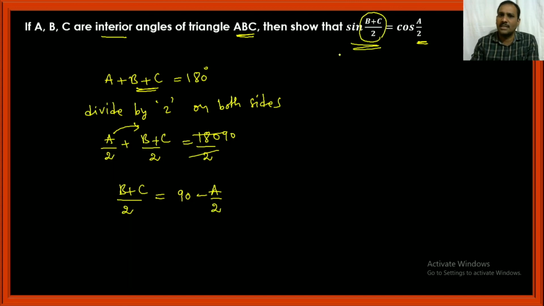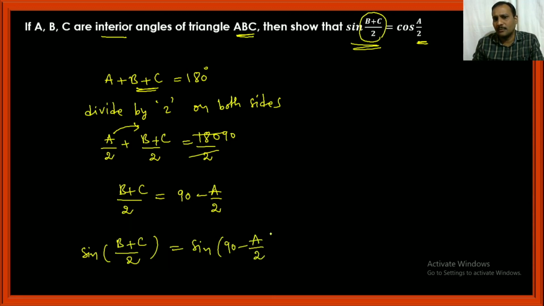Now what is the value we have to find? Sin of B plus C by 2. So let us apply sin on both sides. So sin of B plus C by 2 is equal to sin of 90 minus A by 2. If you see the right hand side, sin 90 minus theta is what? Cos theta. Therefore sin of 90 minus A by 2 can be written as cos A by 2. Therefore sin of B plus C by 2 is equal to cos A by 2.